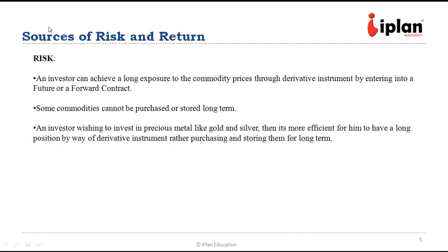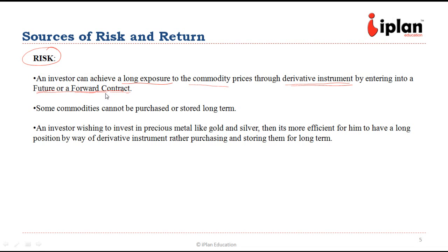Now let us look at the sources of risk and return. An investor can achieve a long exposure to commodity pricing through a derivative instrument by entering into a future or forward contract. If it is over the counter, it would be a forward contract. If it is trading on the exchange, it would be a future contract. So either of them will give them long exposure.